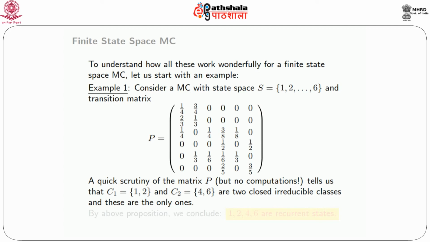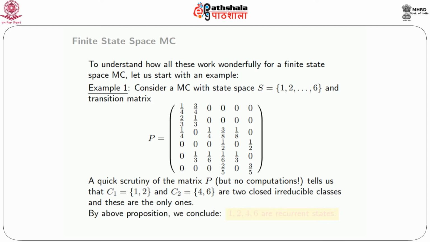Another C, which we call C2, is if you combine 4 and 6. If we look at the rows and columns corresponding to only 4 and 6, again you get a submatrix whose entries would be 1/2, 1/2, 2/5, 3/5. That's a transition matrix, and you see that these are closed irreducible, and these are the only ones.